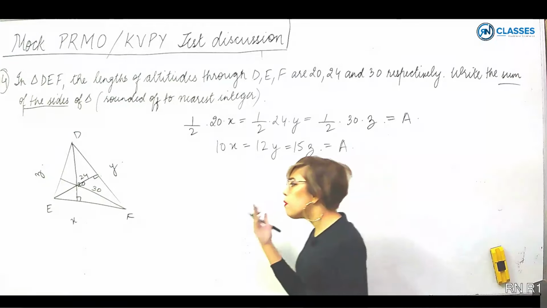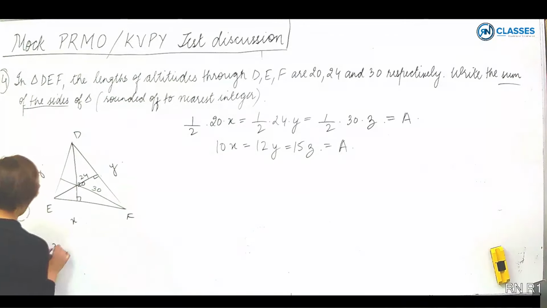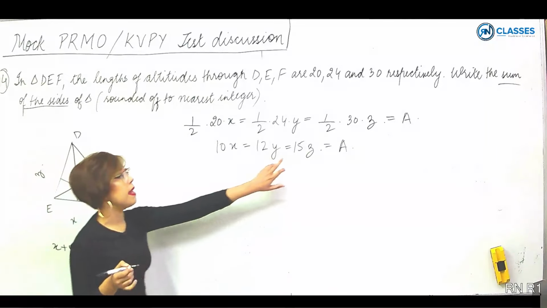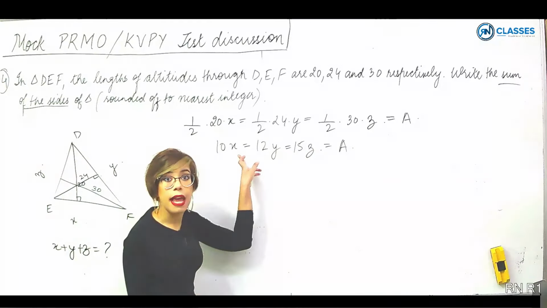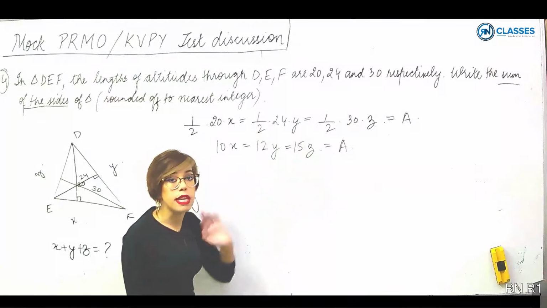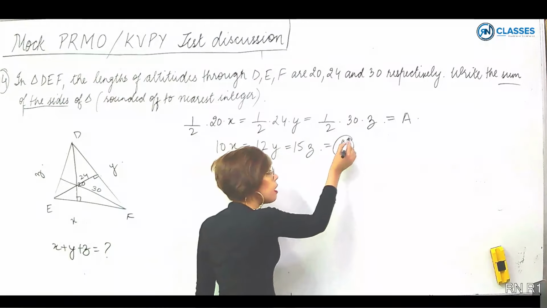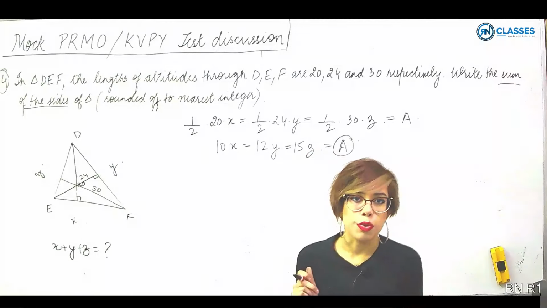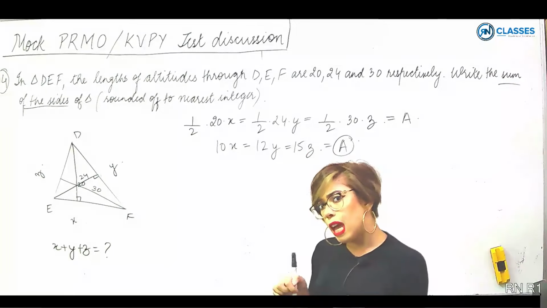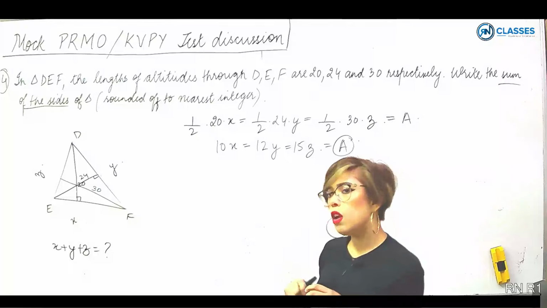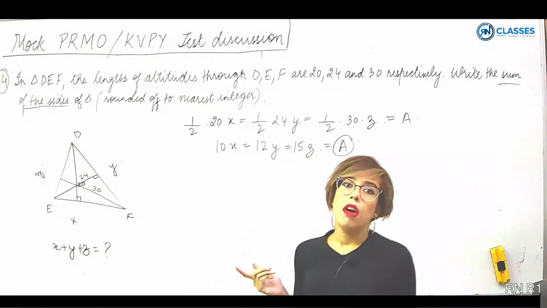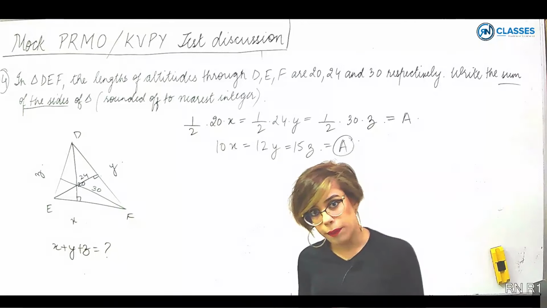That means if I want to find the sum of the sides, that means x plus y plus z, all I need to do is find the value of A. Why? Because I can get the value of x, y and z. I'm interested in area, right? Now area I've already utilized using the altitude. Is there any other way in order to involve the area of the triangle, which includes the sides also? Obviously, I'm talking about Heron's formula, right?